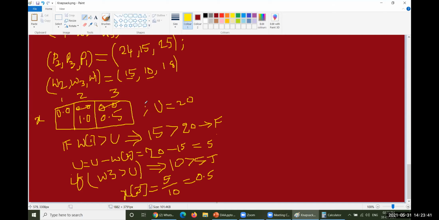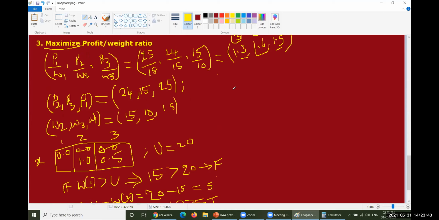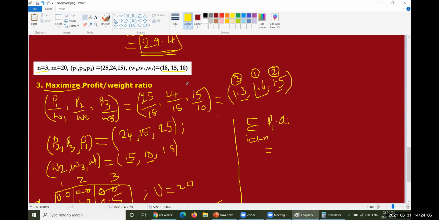space to be filled. Now, this is the way to get the total profit: sigma i equal to 1 to n, p i into x i. That could be already formalized with you. So directly I would like to write the value of profit here. That is P1 x1 plus P2 x2 plus P3 x3.